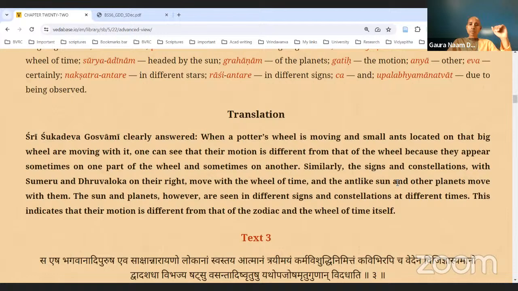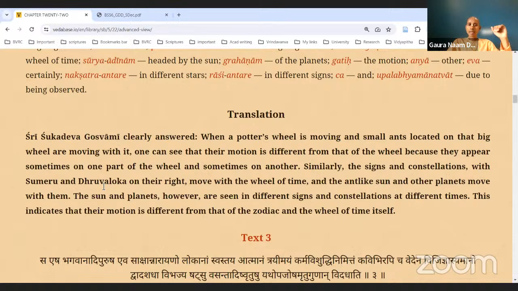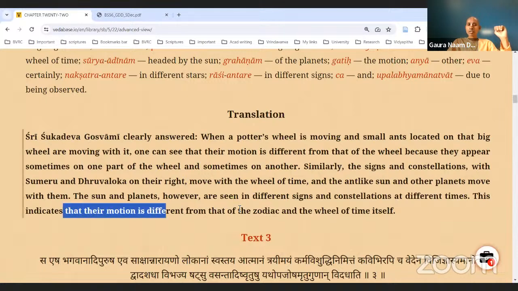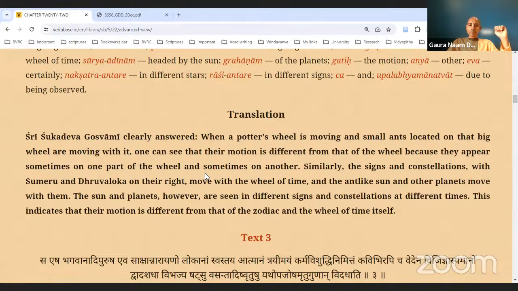With respect to Mount Sumeru, it is moving clockwise. But with respect to the wheel of time, the sun and other planets move with them in the opposite direction. So therefore, they are seen in different signs and constellations at different times. This indicates that their motion is different from that of the zodiac and the wheel of time.